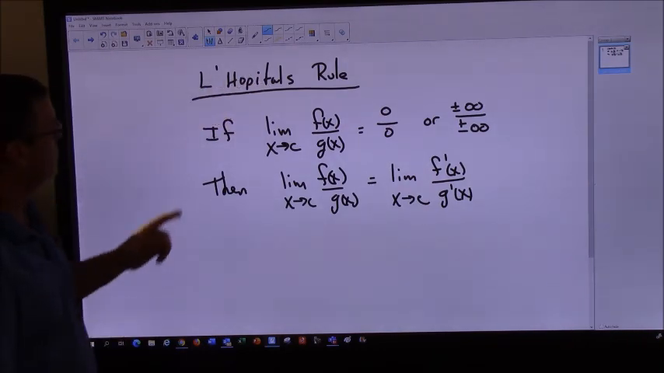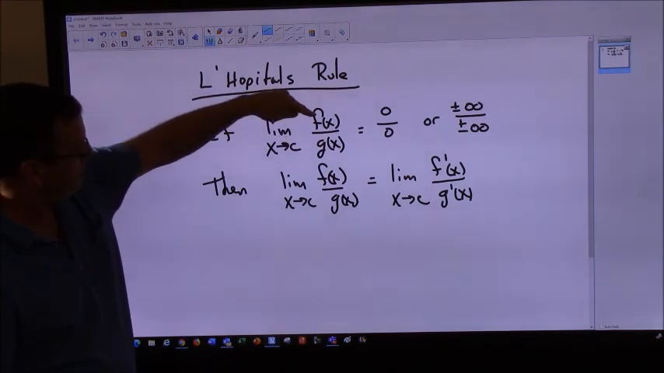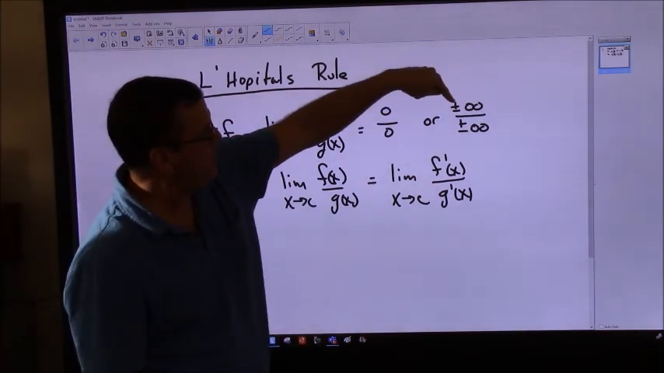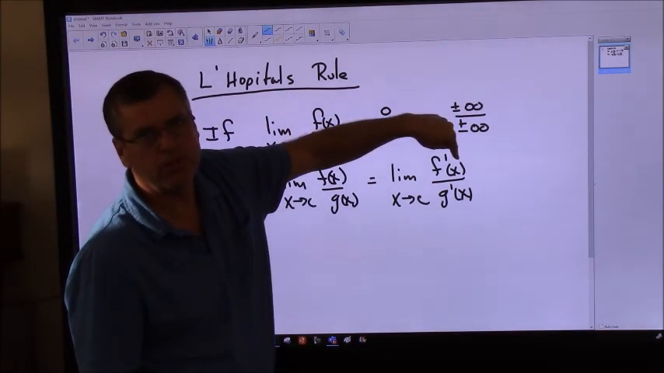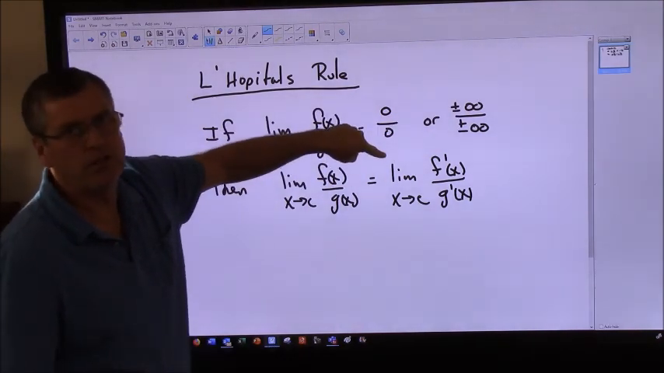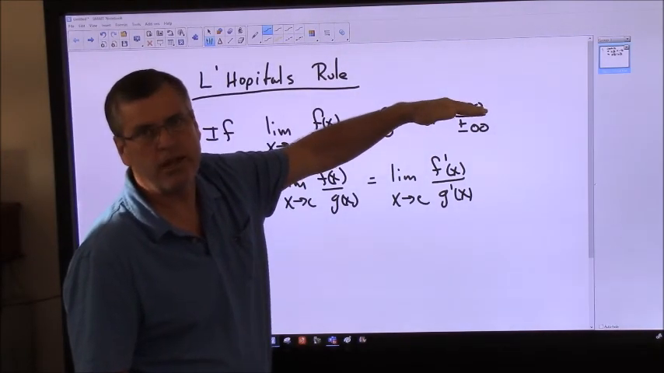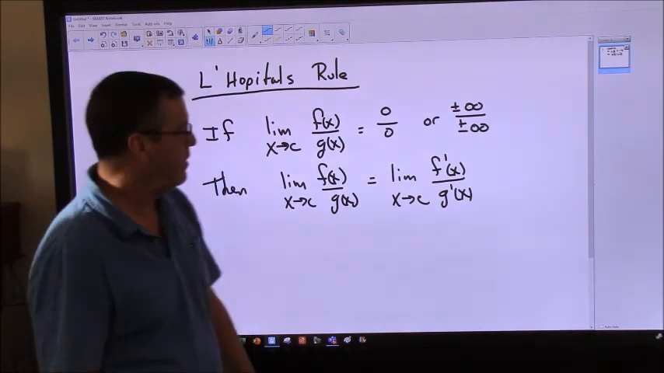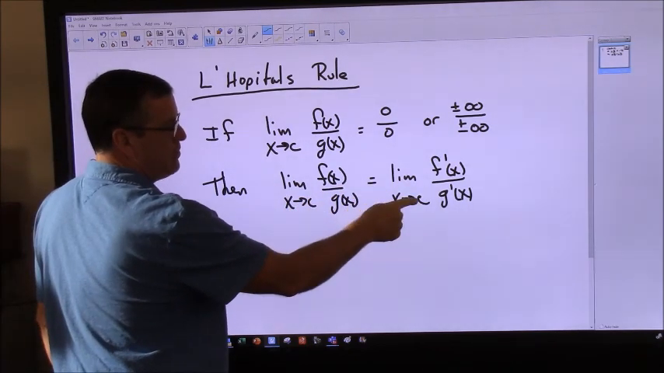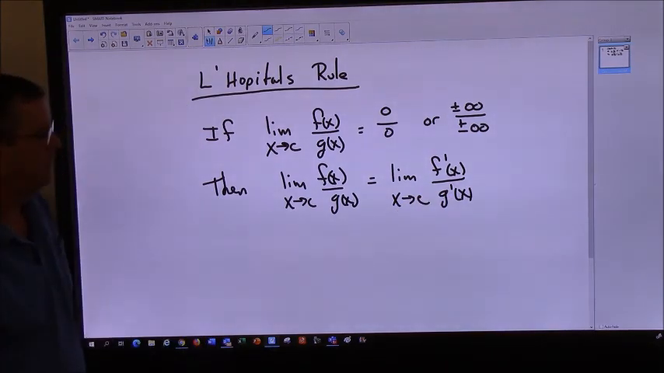It basically says this. It says if the limit as x approaches c of f of x over g of x equals 0 over 0 or any combination of plus or minus infinity over plus or minus infinity, all right? 0 over 4 doesn't work. It's got to be 0 over 0 or some kind of plus or minus infinity over plus or minus infinity. Okay? If that happens, then that limit is really equal to the limit as x approaches c of f prime of x over g prime of x.